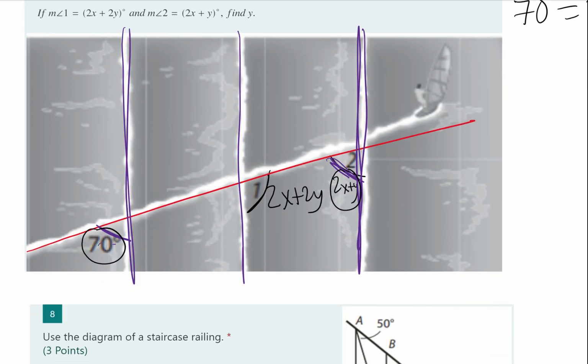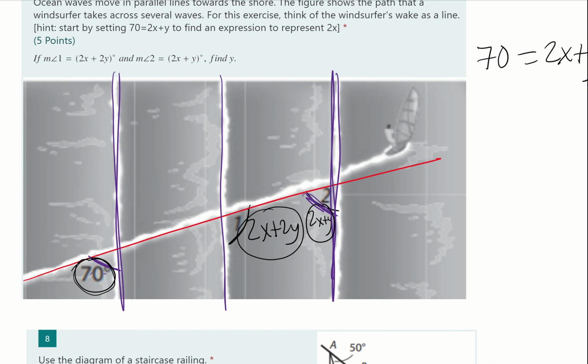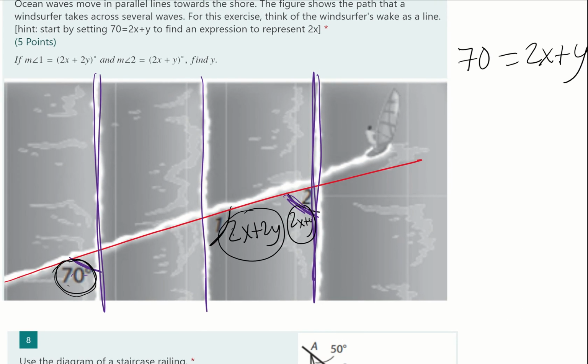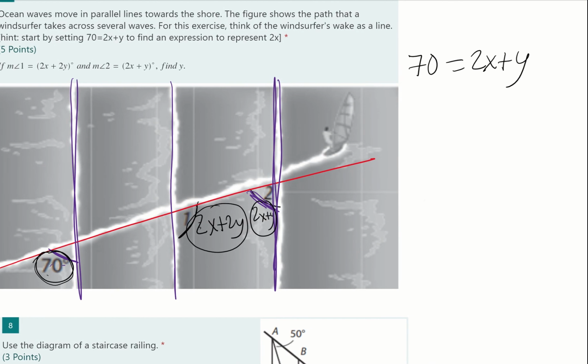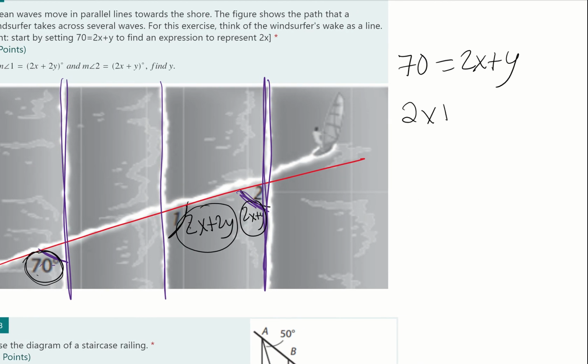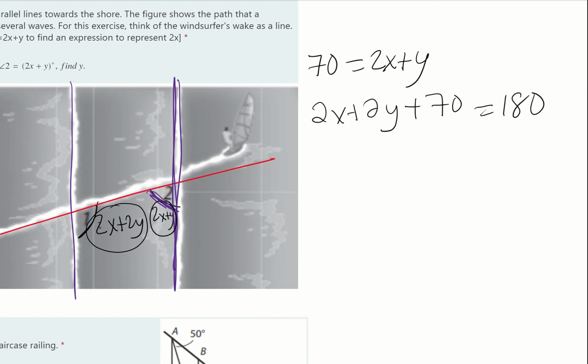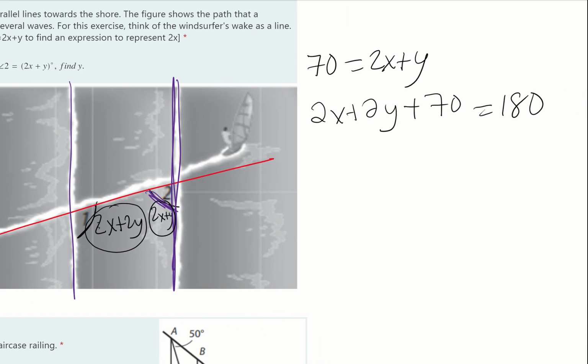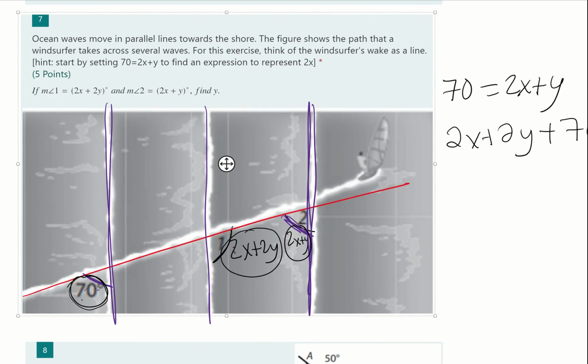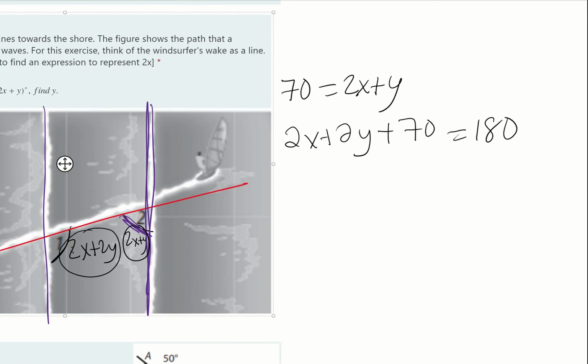I also know that 2x plus 2y and 70 are supplementary, so I know that they add up to 180 degrees because they're same side exterior angles. Okay, so I can use those two equations to my advantage. So I'm going to go ahead and do that now. So we have 2x plus 2y plus 70 equals 180. And now I know that I can move the 70 over to the other side, but let's do this real quick.